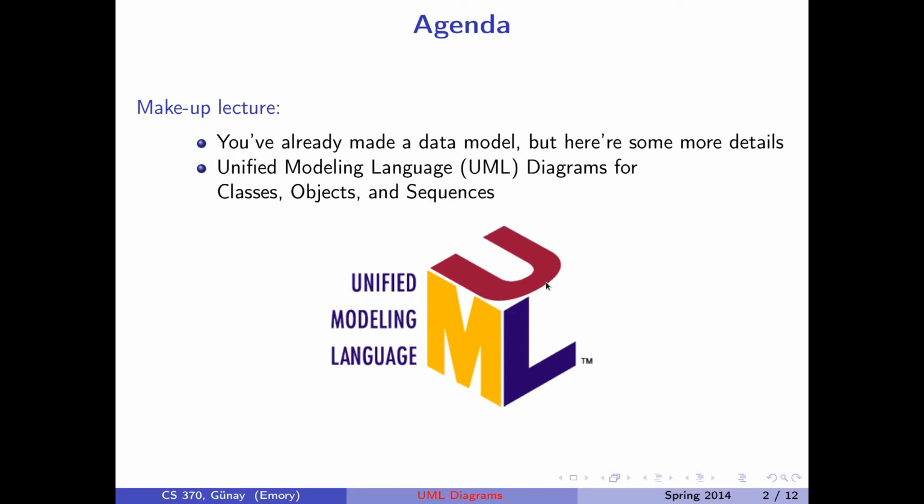So in this lecture, I'll go into the details of these diagrams. So as I said, you're familiar with the data model, and it's not going to be very different from that. So three types of diagrams: the class diagrams, object diagrams, and sequence diagrams, and they're all part of the unified modeling language UML.